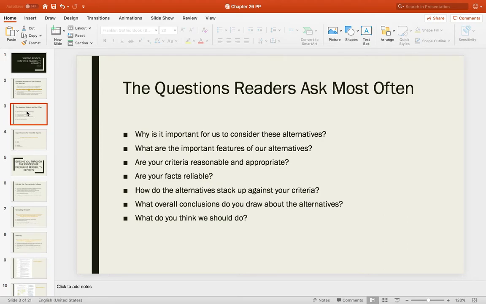What overall conclusions do you draw about the alternatives? Based on your detailed evaluation of the alternatives, you will reach general conclusions about the merits of each. And lastly, what do you think we should do? Because of your expertise on the subject, your readers want you to tell what you recommend.